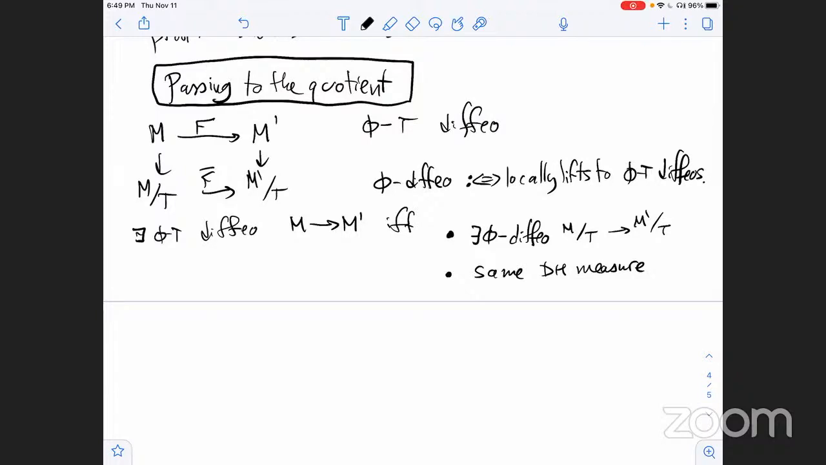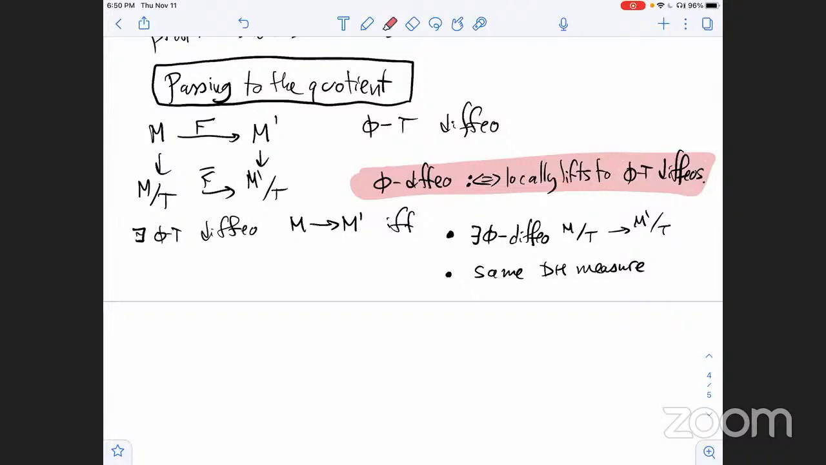Yael? Yeah. Just to understand, so when you're saying that there is a diffeomorphism from M mod T to M prime mod T, so this definition, that's what you will be explaining now, what to do with the stratification data. I have just defined it. Oh, you're saying that this is just, yeah, there is a diffeomorphism. This is a definition. So okay.